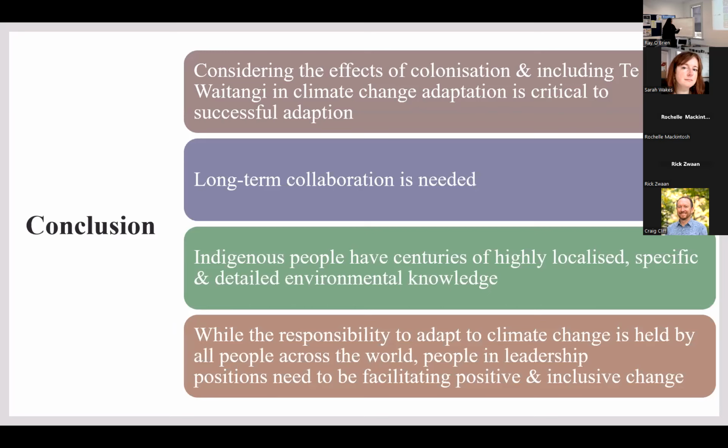All right. So this scoping project has functioned as a building block for the university to start considering cultural risk and climate change adaptation. So here are a few take-home points. Firstly, it is implicit within discussion that there needs to be considerations around te tiriti o Waitangi and the implications of colonisation. Secondly, long-term collaboration and fostering genuine relationships with mana whenua will propel the narrative of being treaty-led and honouring campus. Thirdly, Indigenous communities have centuries of highly localised, specific and detailed environmental knowledge. Therefore, Indigenous inclusion is critical to adaptation.